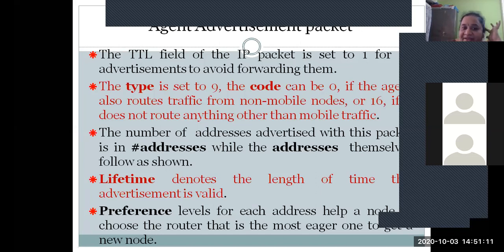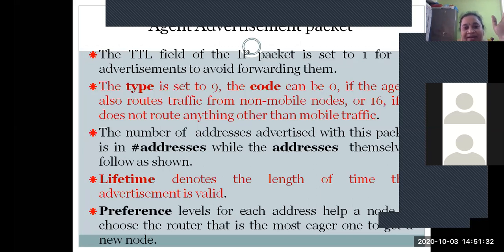So the TTL field of the IP packet is set to 1 for advertisement to avoid forwarding them. So the ICMP packet meant for advertisement is identified by the TTL field. Whenever the TTL field of the ICMP packet is set to 1, it can be identified as an advertisement message instead of a forwarding message.